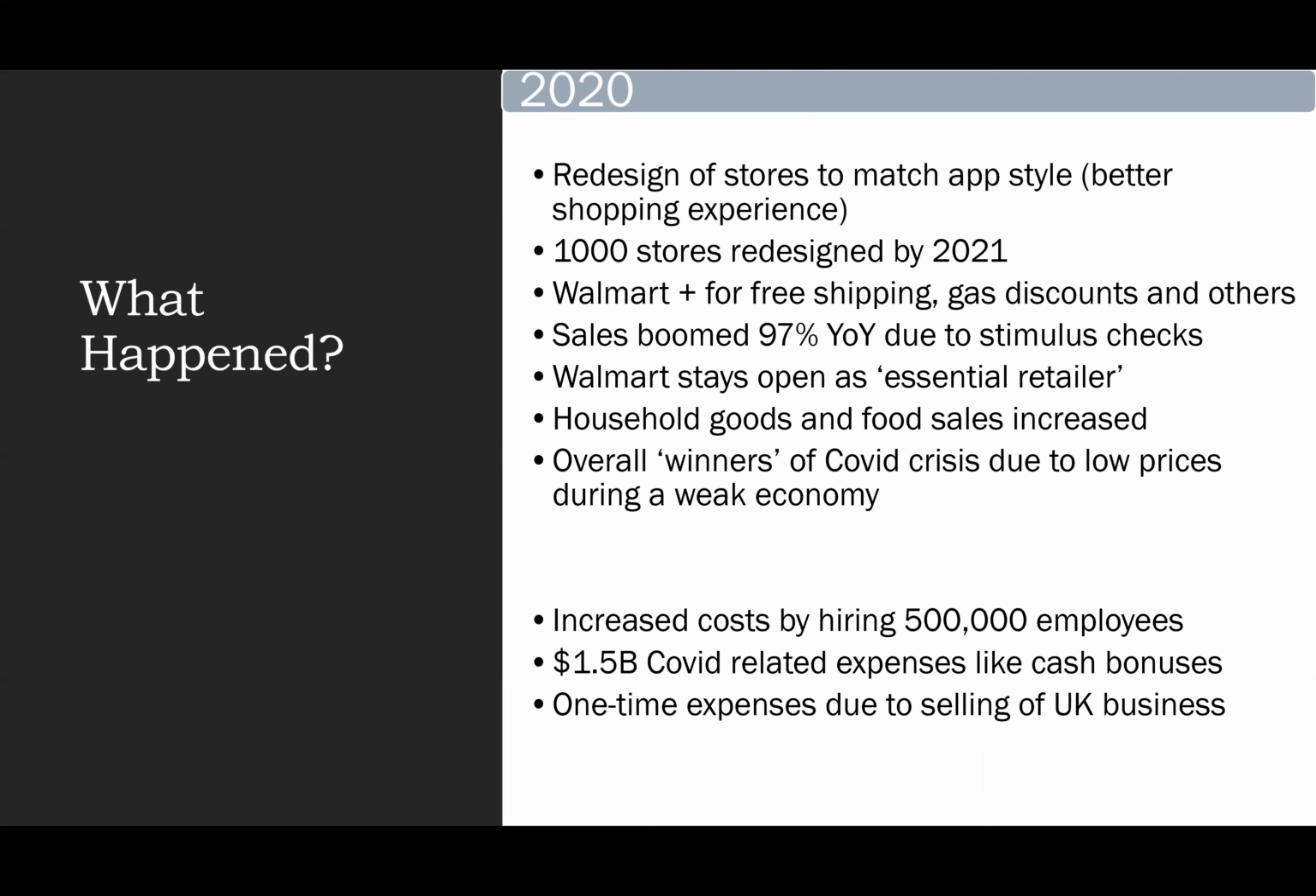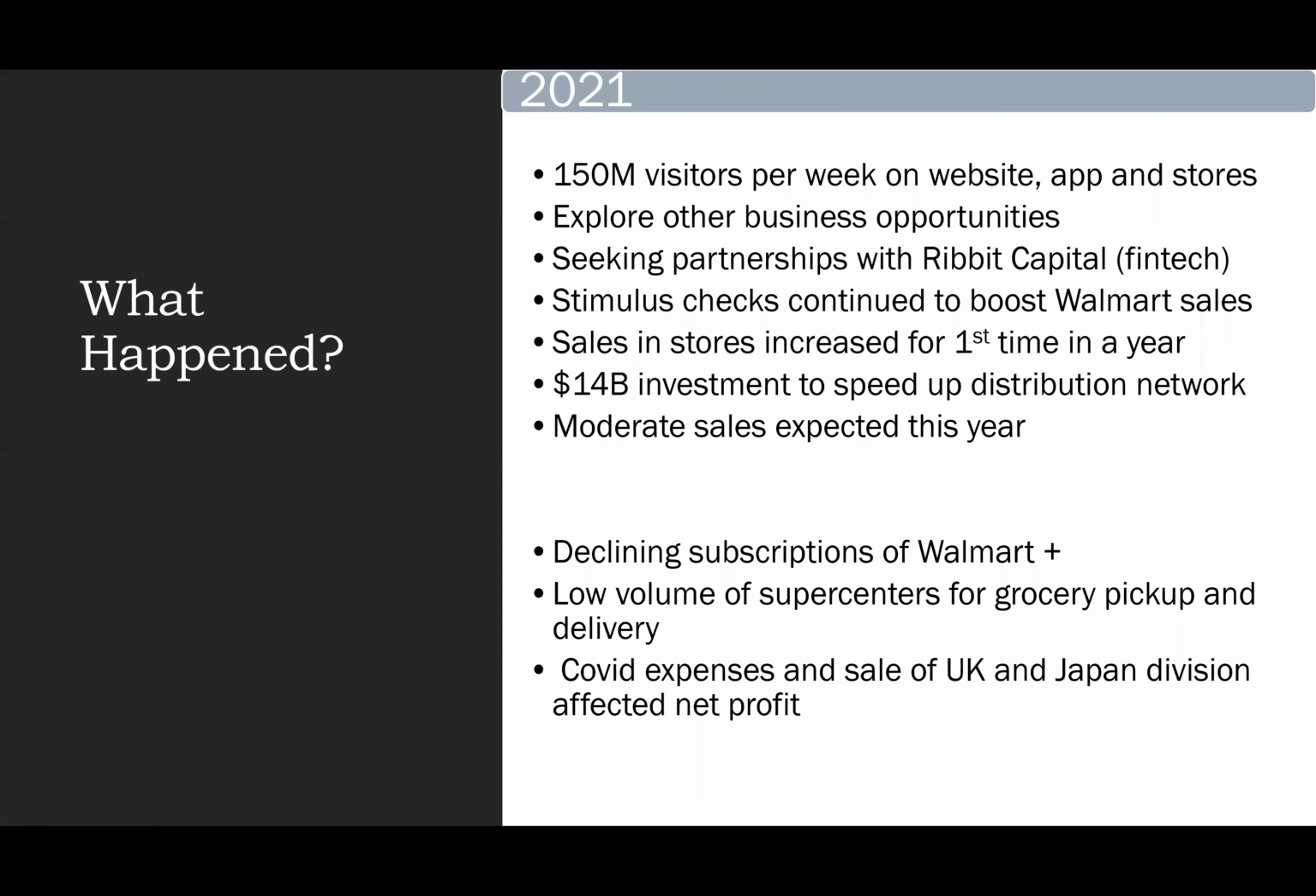Household goods and food sales increased since people continued to eat at home during lockdowns and during the worst times of the pandemic, and they were the overall winners of the COVID crisis due to their low prices and in a weak economy where people lost their jobs. Also, Walmart hired more than 500,000 employees, and many COVID-related expenses affected the net income of the company, and also one-time expenses that we will be discussing further on in 2021.